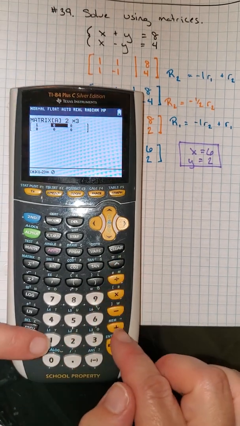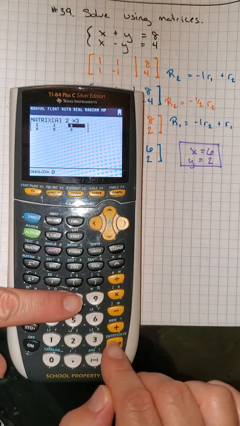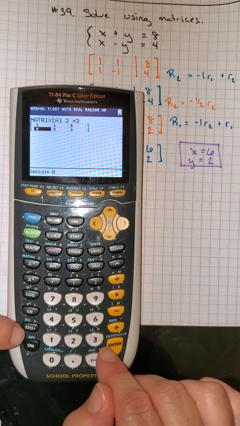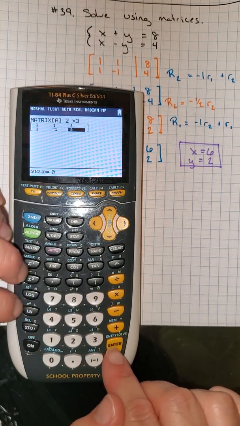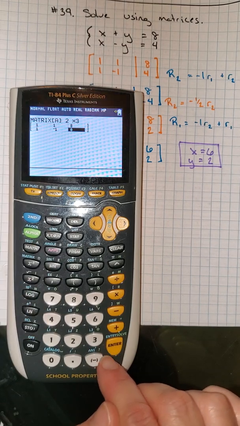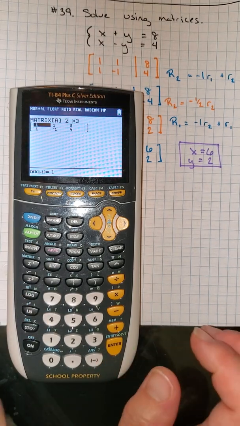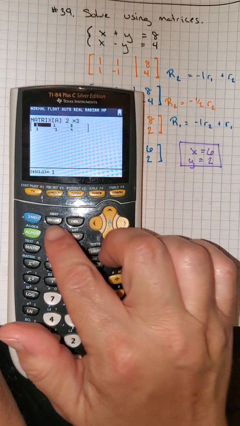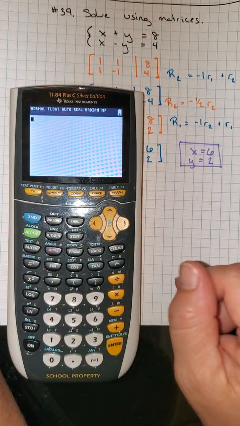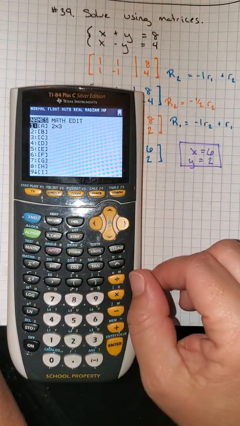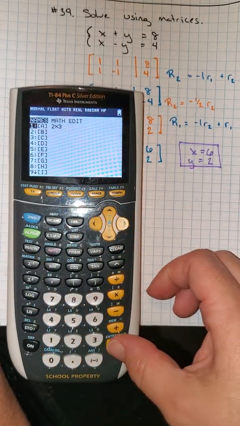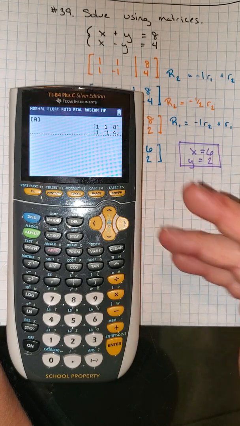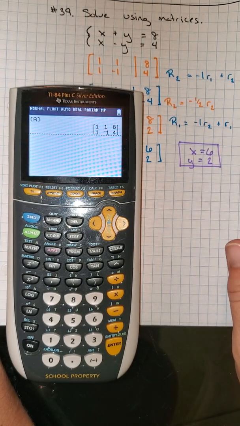So 1, 1, 8, and I just press enter after each entry, and 1, -1, and 4. Now my matrix is there. The calculator automatically saves it for us. I could go back to my home screen, press matrix again, and now I can tell that there's a matrix in there. If I were to go to it and just highlight it and press enter, it'll show me the matrix that I have in there.